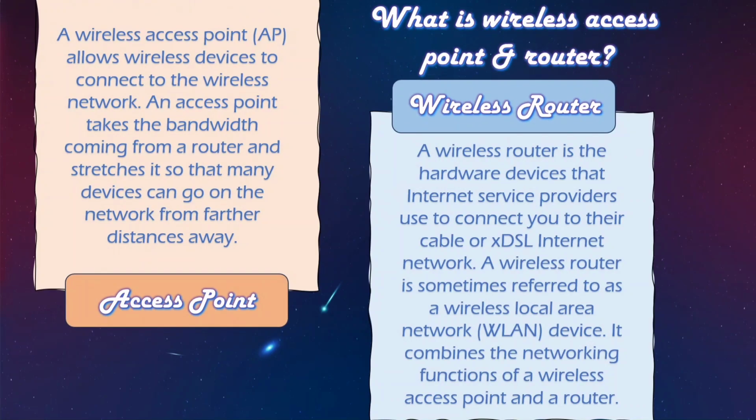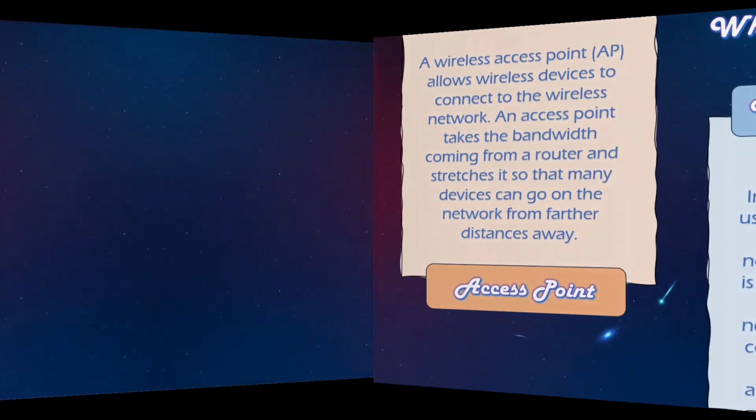What is a wireless router? Wireless routers are commonly found in homes. They are the hardware devices that internet service providers use to connect you to their cable or XDSL internet network. A wireless router is sometimes referred to as wireless local area network (WLAN) device.